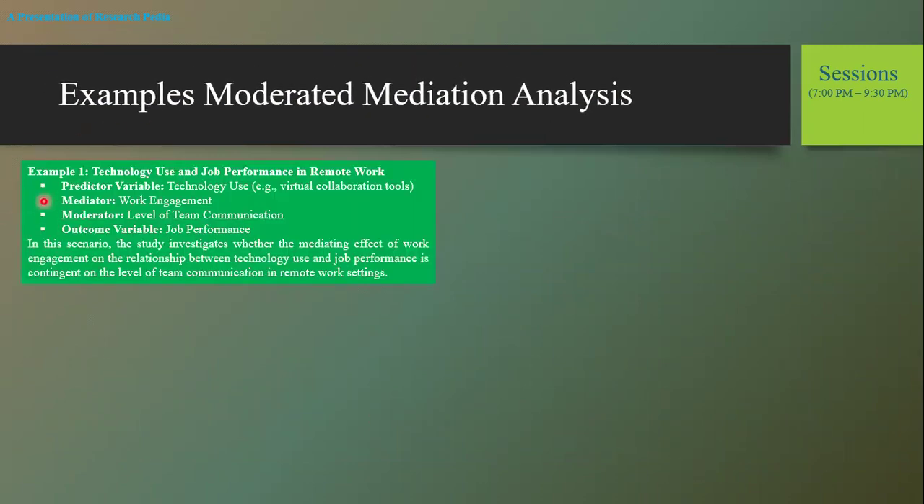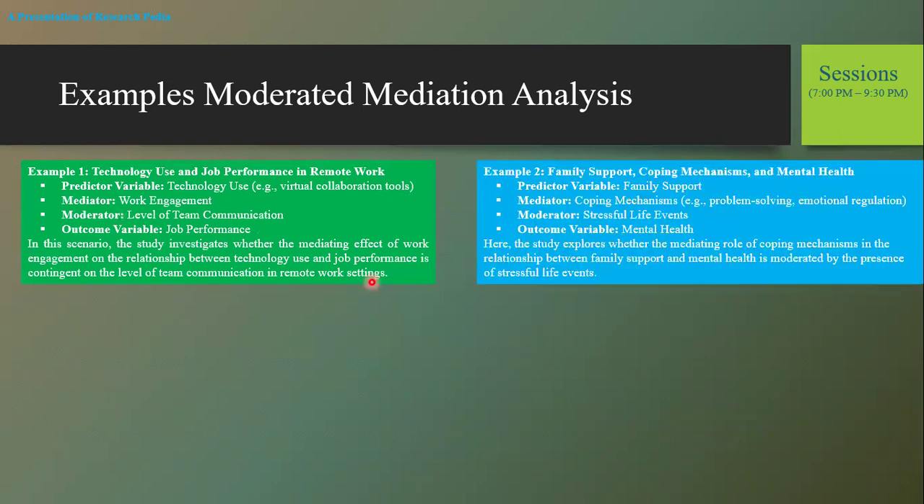So we can understand more deeply using example one, technology use and job performance in remote work, where the predictor variable would be technology use, for example, virtual collaboration tools. We may have a mediator like work engagement. We have a moderator, level of team communication. We may have a dependent variable that is job performance. In this scenario, the study investigates whether the mediating effect of work engagement on the relationship between technology use and job performance is contingent or moderated on the level of team communication in a remote work setting. This is how you can apply moderated mediation.